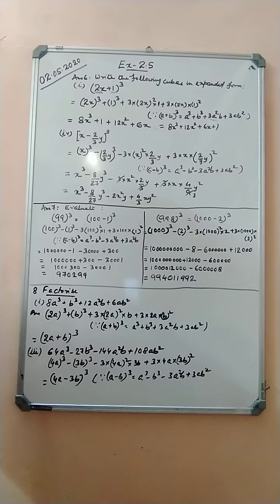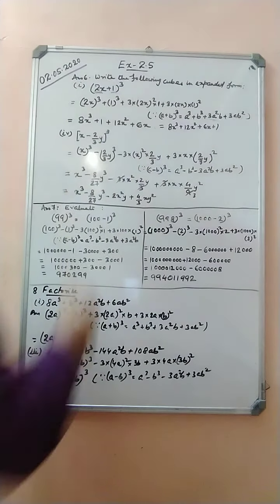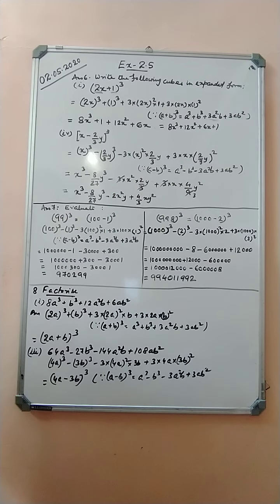Okay. Now x whole cube minus (2 by 3 y) whole cube minus 3a square b, a is x square into 2 by 3 y, plus 3ab square, a is x into (2 by 3 y) whole square. So it is x cube minus, 2 cube is 8, 3 cube is 27, so 8 by 27 y cube, minus 3a square b: 3 into x square into 2 by 3 y. So the 3 cancels, plus 3 into ab square.